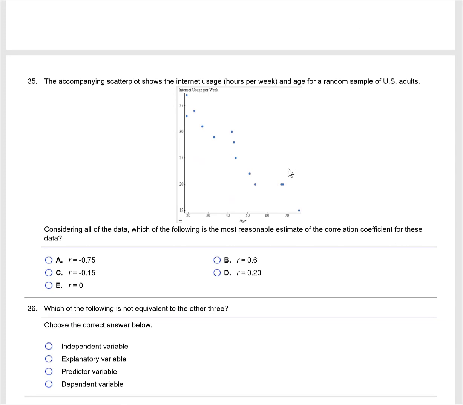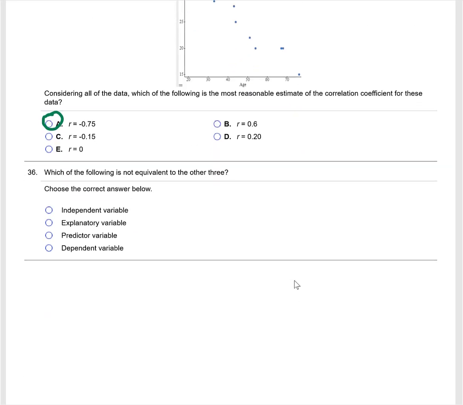The accompanying scatter plot shows internet usage in hours per week and age for a random sample of U.S. adults. Considering all of the data, which of the following is the most reasonable estimate of the correlation for these data? So we notice that as age increases, the internet usage time decreases. So we're looking for a negative correlation, and it's a fairly strong one. So the best estimate would be A. Which of the following is not equivalent to the other three? So independent, explanatory, and predictor are all basically the same explanation of the variable. The dependent variable, if you think about it, would be the y variable when you're graphing, like on a scatter plot.